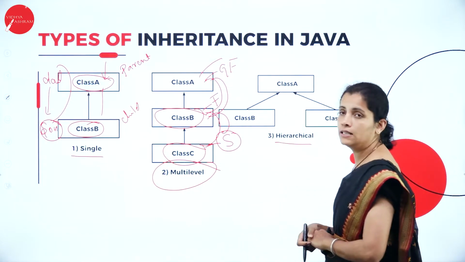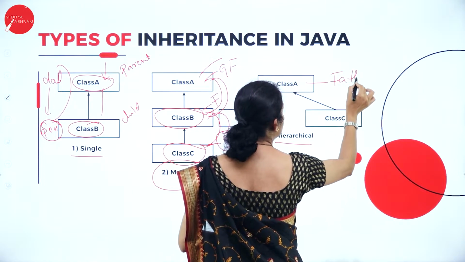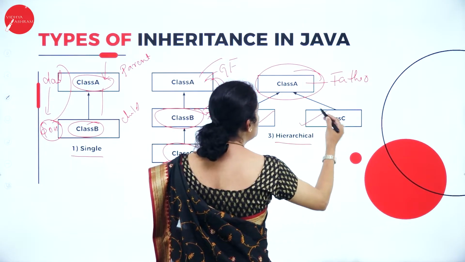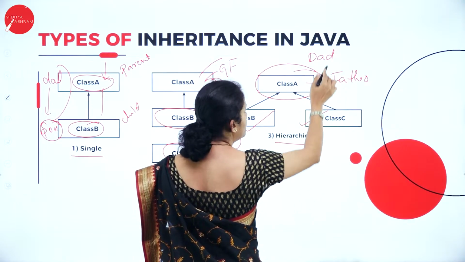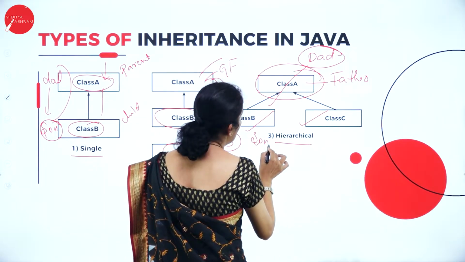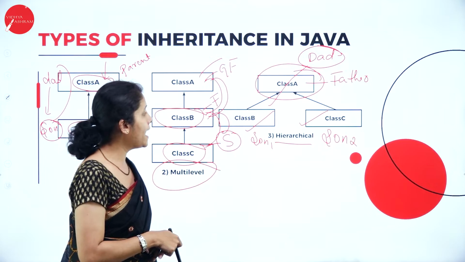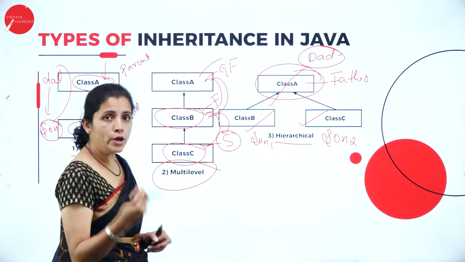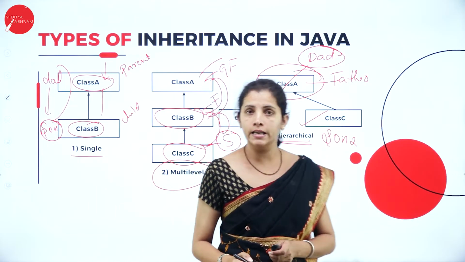Now, hierarchical. See here, this is my father. So, this is my superclass. For this superclass, I have 2 subclasses. So, here, if this is dad, and for this dad, we'll have 2 sons. So, this is son 1 and this is nothing but son 2. Okay, for the single superclass, I can have more than 2 subclasses. In the sense, the subclasses are going to acquire the properties of the superclass, and that is known as hierarchical inheritance.